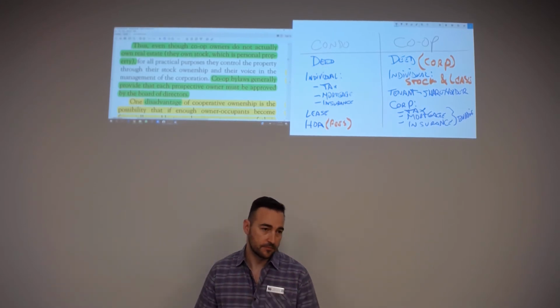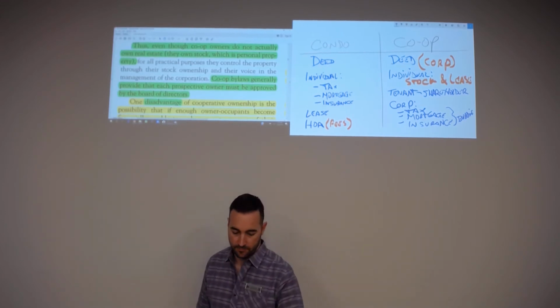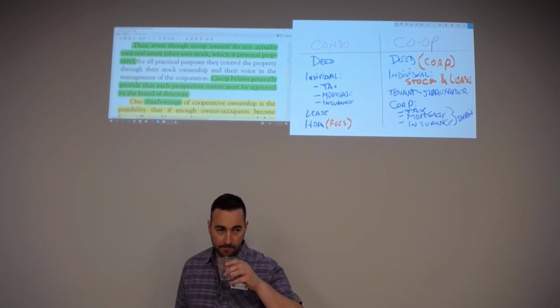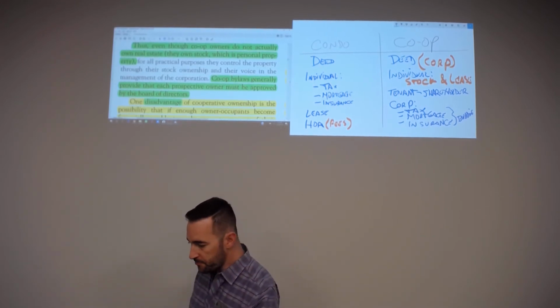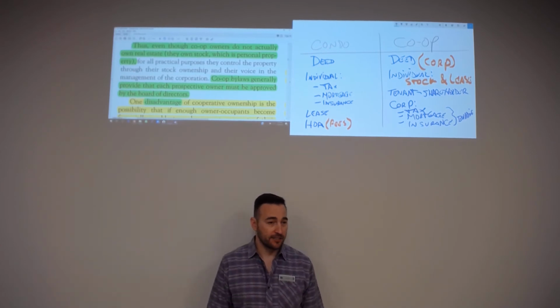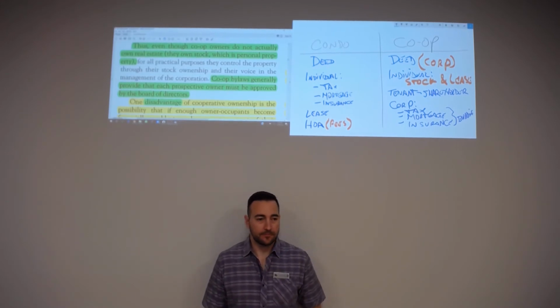Because I just came from a situation like that. I just came from a co-op. And the president of the board of directors is acting as the landlord. So the board of directors is the landlord. They represent the corporation. So they're allowed to inspect other shareholders' apartments? Yep, because you're a tenant.